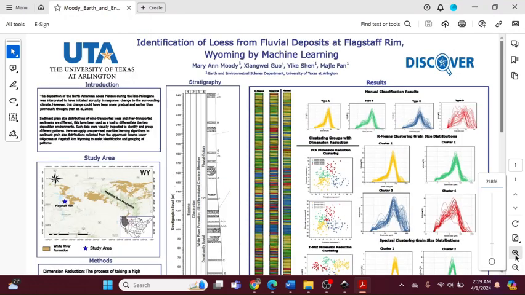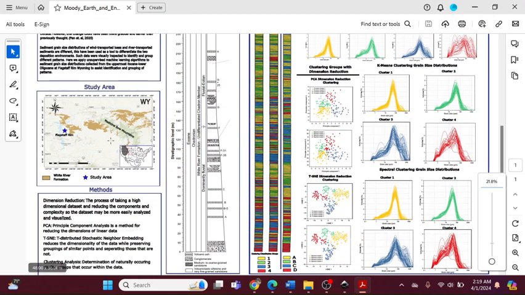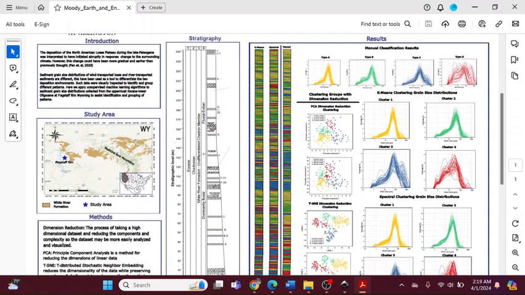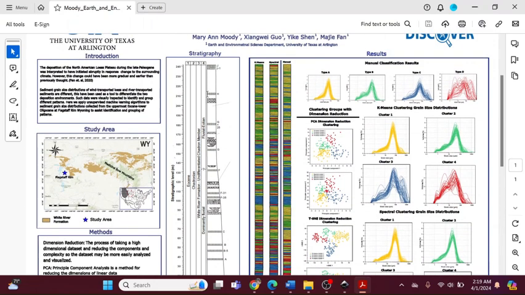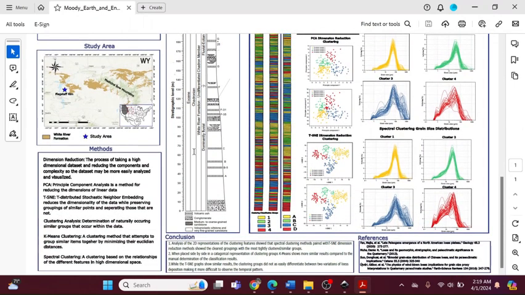So our study area of Flagstaff Rim, Wyoming, we can see our stratigraphic section here that is dominantly fluvial at the bottom with conglomerates and medium grain sandstones, and more aeolian at the top with finer grained material.